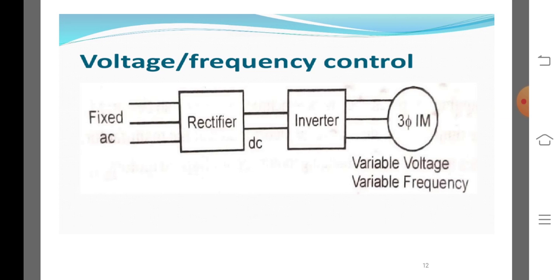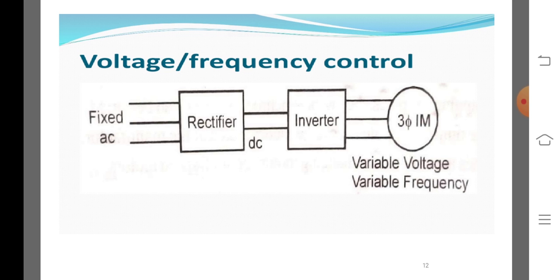In this block diagram, when the supply frequency is changed, the value of air gap flux also gets affected. This may result in saturation of the stator and rotor cores. Such saturation leads to a sharp increase in the no load current of the motor. Hence, it is necessary to maintain the air gap flux constant when the supply frequency is changed.